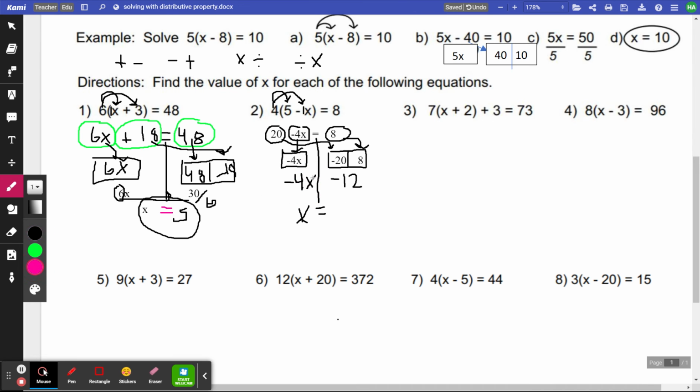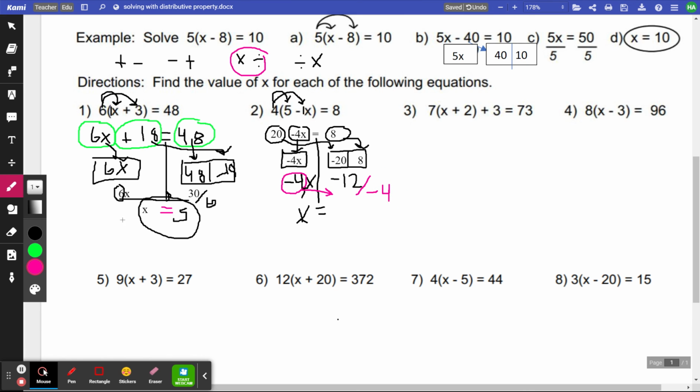And what I have to think is, is x alone? It is not. It has this negative 4 attached to it. And it's attached right here in between. When there's no sign, it's attached with multiplication. So I'm going to get rid of the 4, the negative 4. But if I have to break that multiplication, I undo multiplication with division. So when it crosses over, it's going to be negative 12 divided by negative 4.